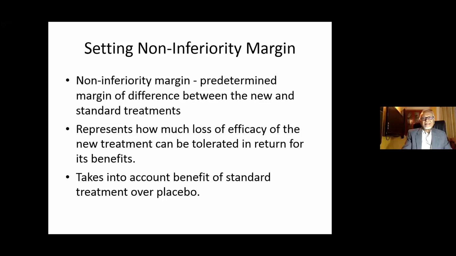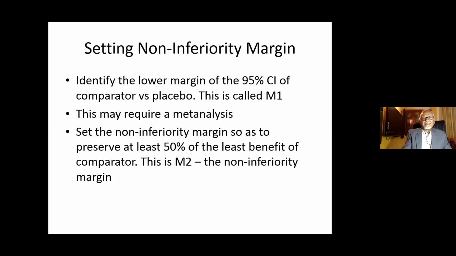So you take account of the benefit that the standard treatment has over placebo. We identify the lower margin of the confidence interval of the comparator, that is warfarin, let us say, to placebo, and we call this M1, margin 1. And as I said, you often have to do a meta-analysis of many studies to arrive at this margin. And then you set your non-inferiority margin to preserve 50% of that, and you call this the non-inferiority margin, or M2. Later on, I have a little diagram to make this a little clearer.